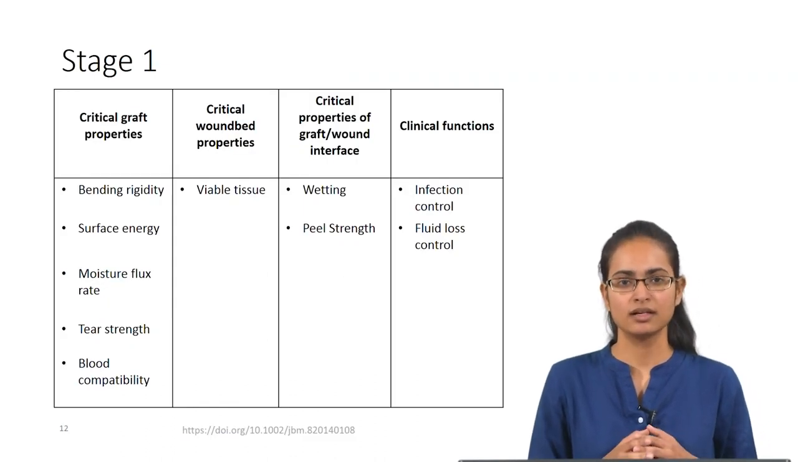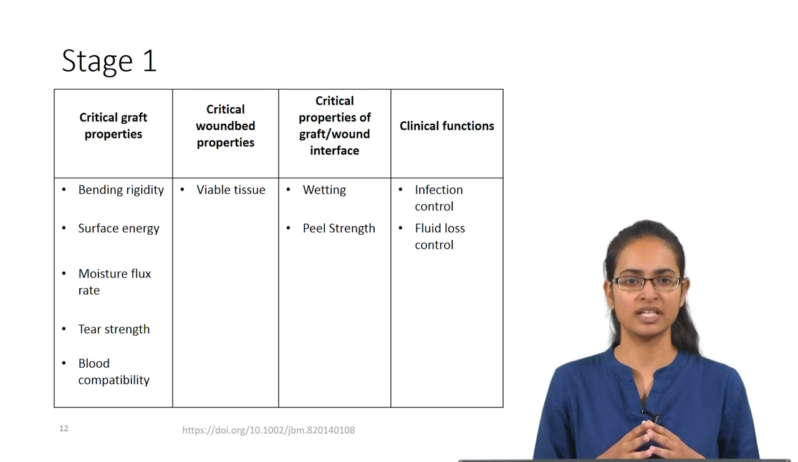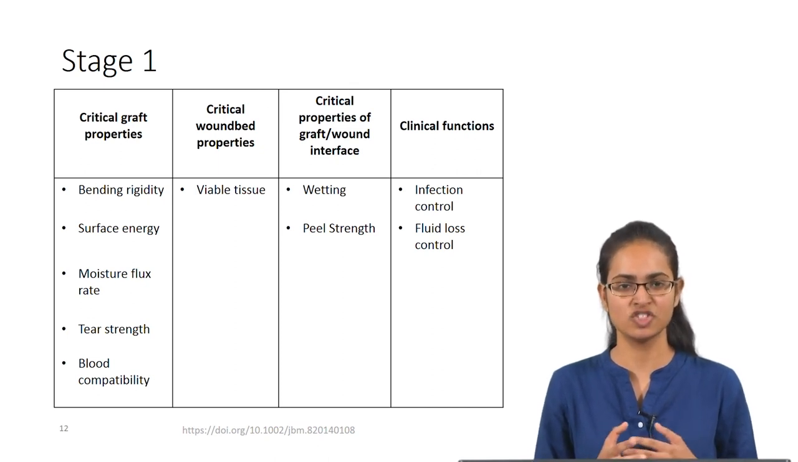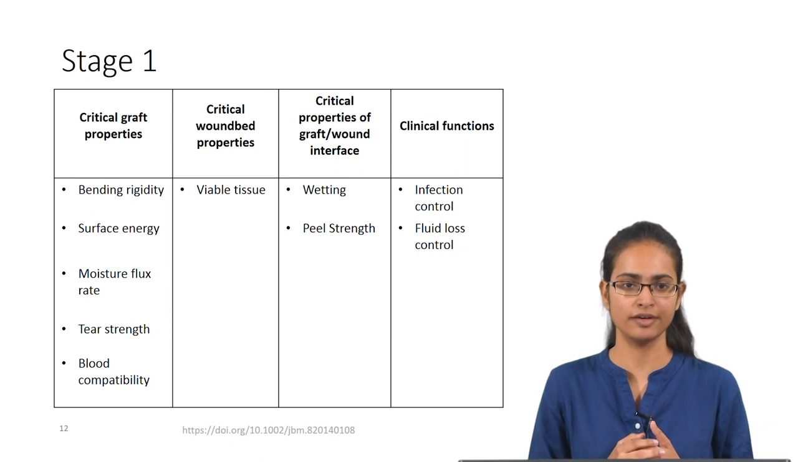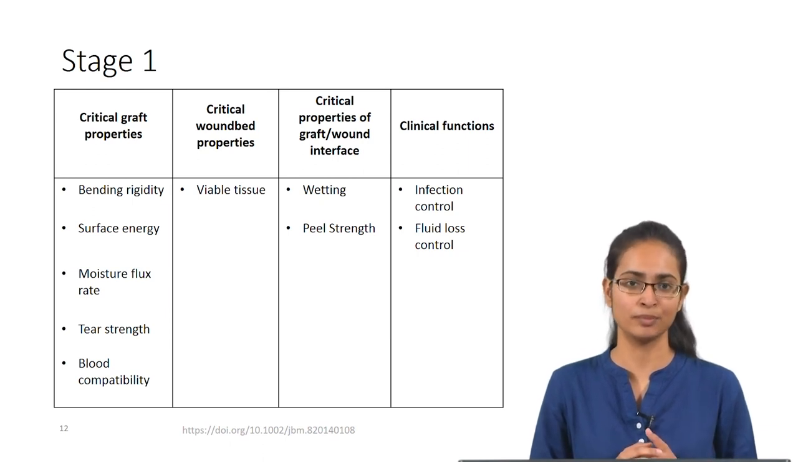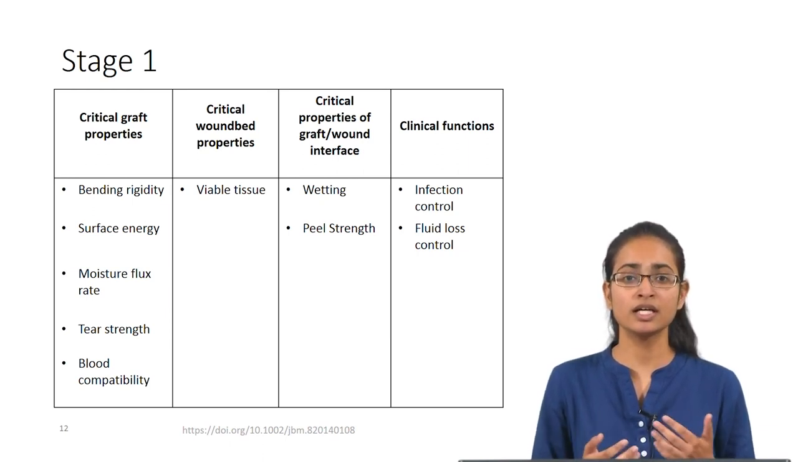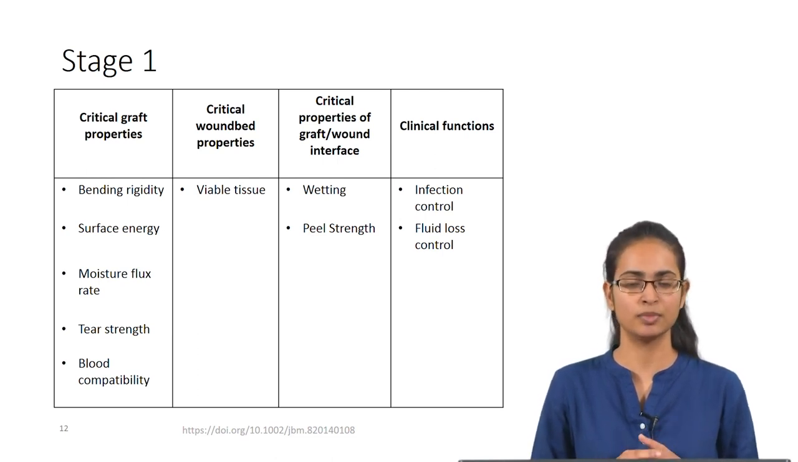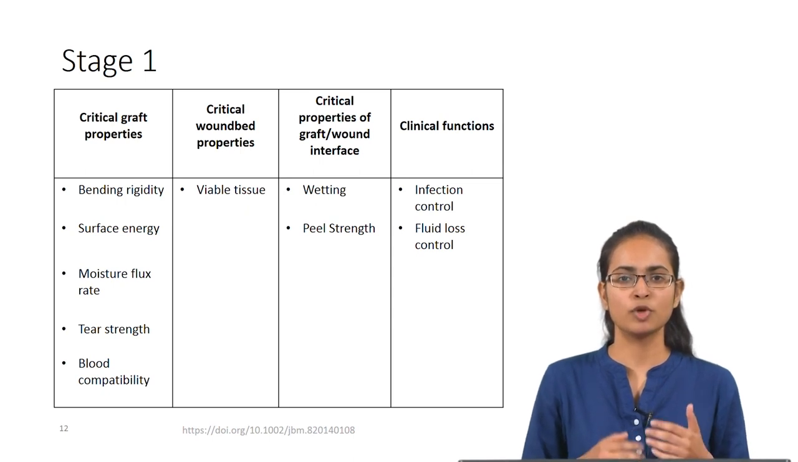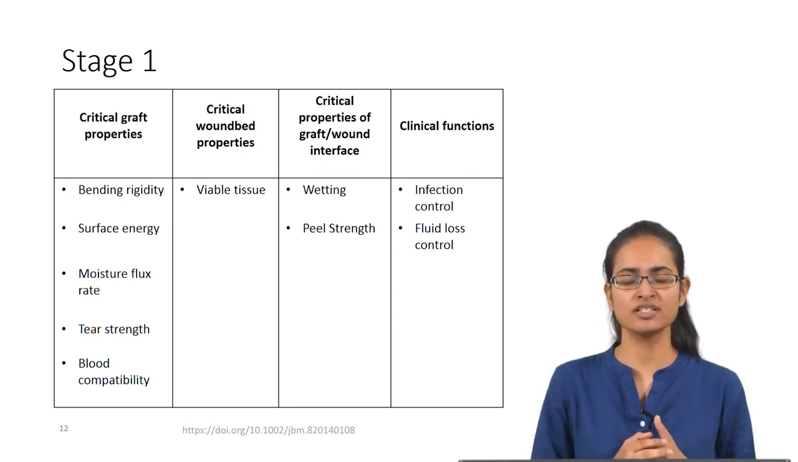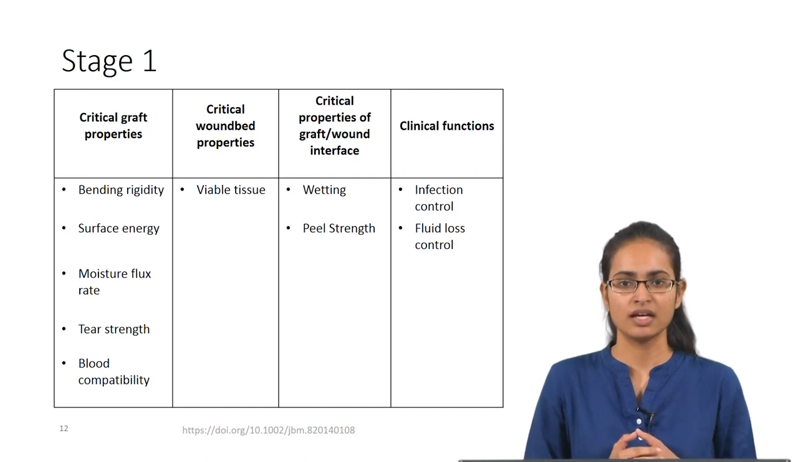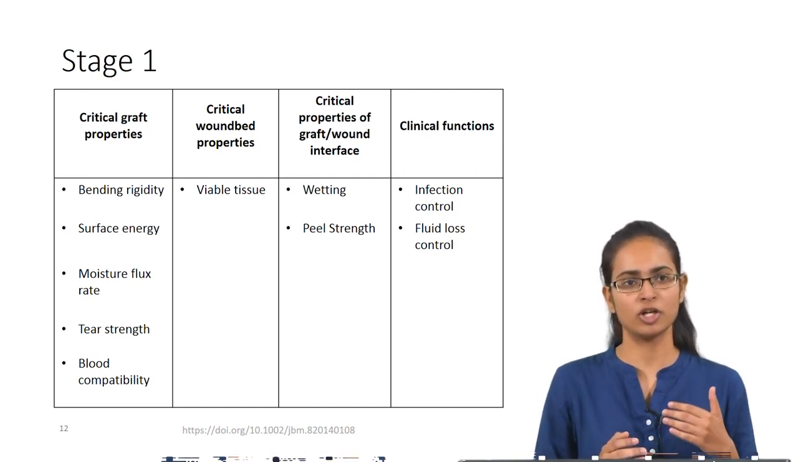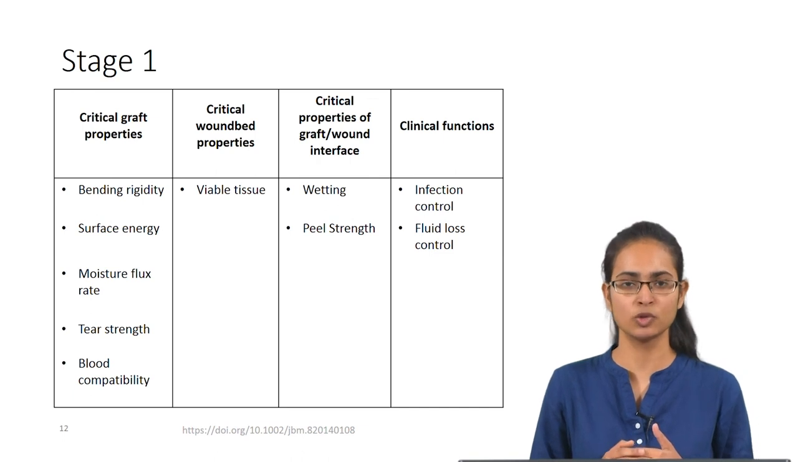In stage 1, the major critical graft properties that are considered include bending rigidity, surface energy, which affects the wetting of the graft, moisture flux rate through the graft, tear strength, and blood compatibility. The critical wound bed properties, such as viable tissue, are of considerable importance. The critical properties at the graft wound interface include wetting and peel strength. The clinical functions that are most important at this stage are infection and fluid loss control.